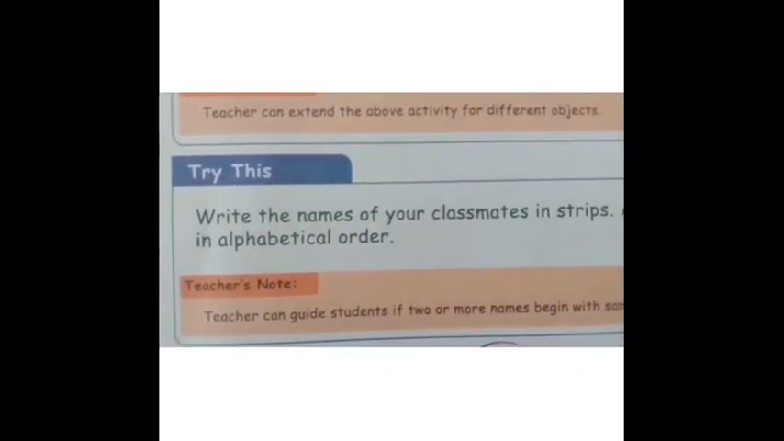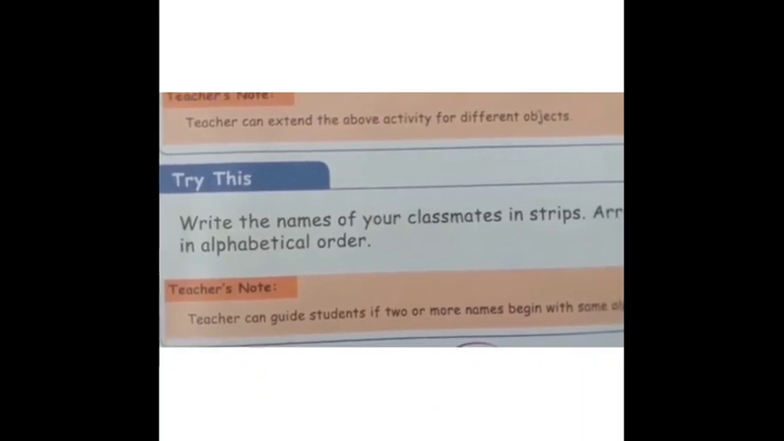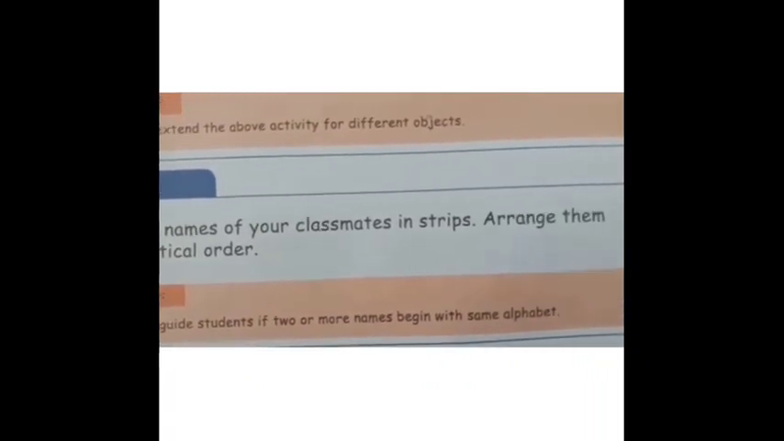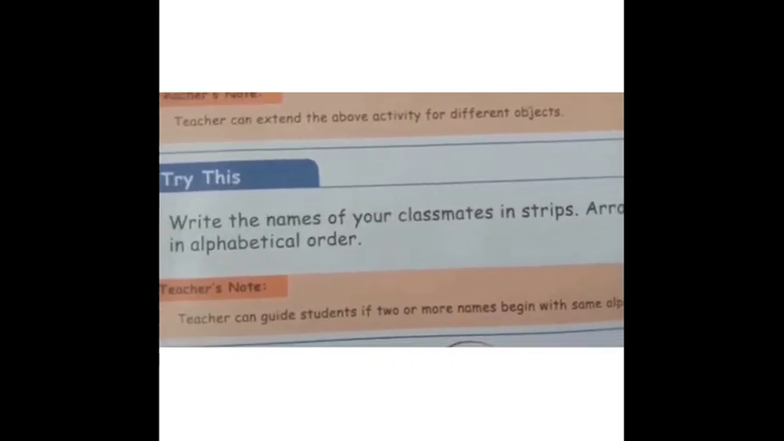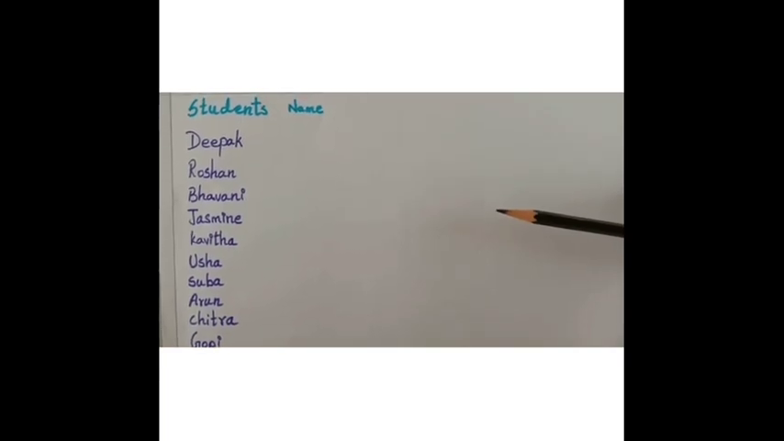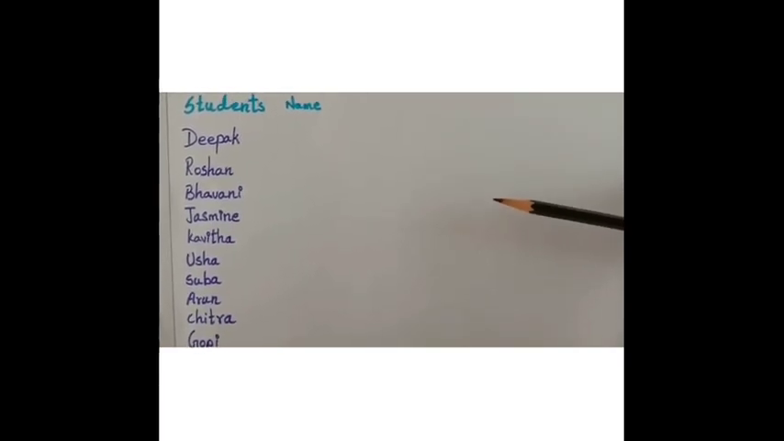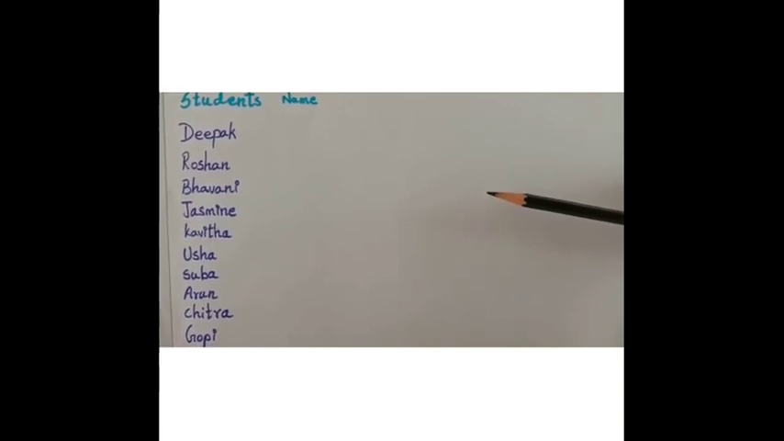Next, try this. Write the names of your classmates in strips. Arrange them in alphabetical order. Children, here I have kept the name list of the students in our class. Now, I am going to arrange them in alphabetical order. That is from A to Z. Which letter comes first? Alphabet A.